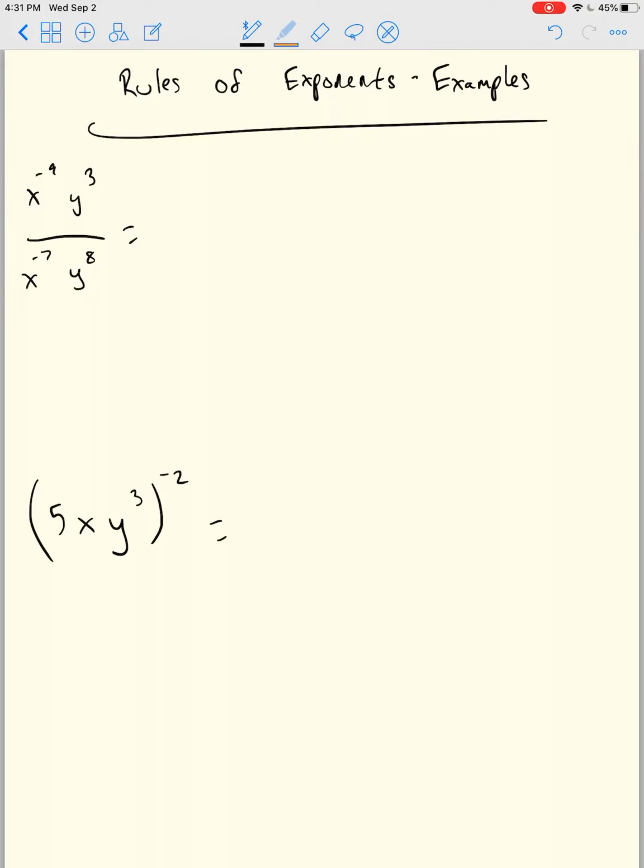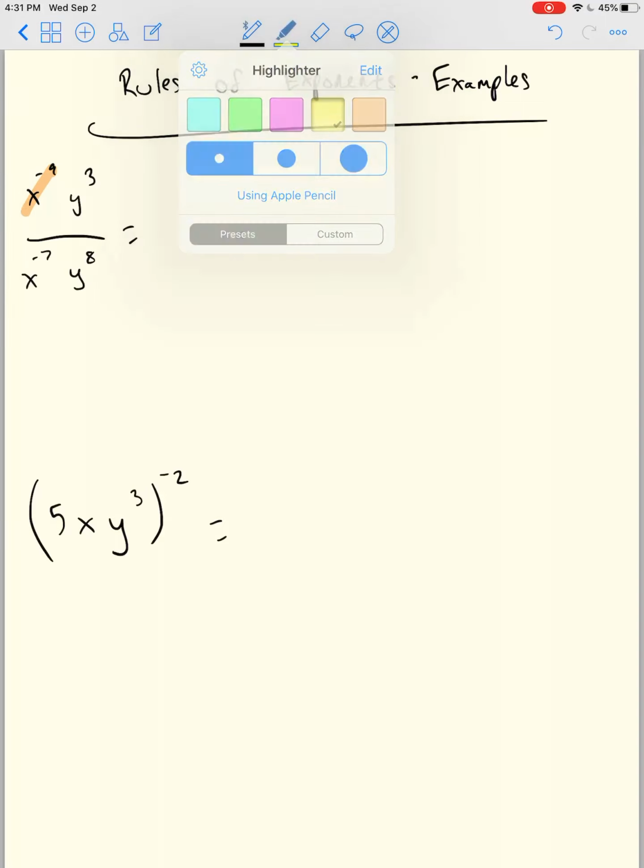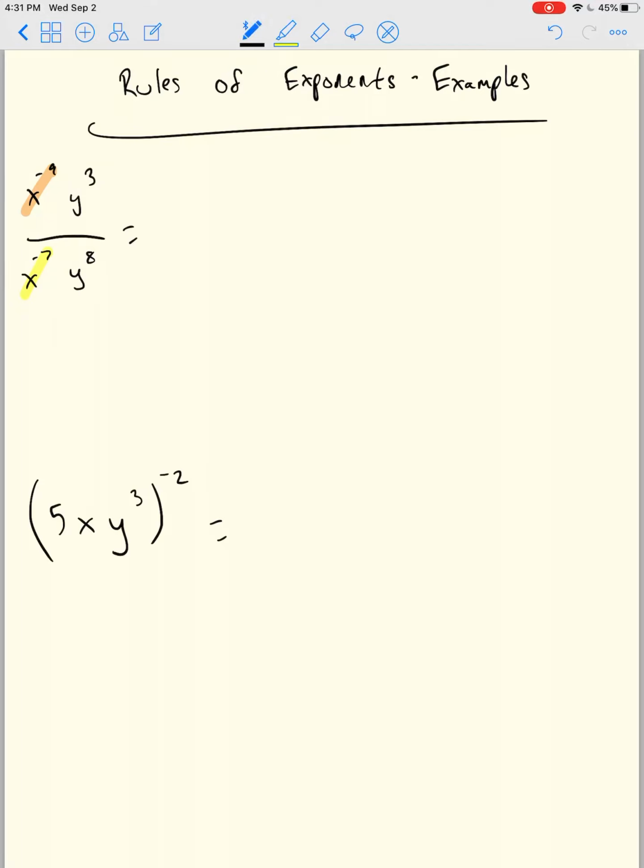So if I've got x to the negative 9 here, and I've got x to the negative 7 on the bottom, well, the negative rule says we can flip them, right? We can flip the numerator and denominator. So I can rewrite that as x to the 7th times y to the 3rd over x to the 9th times y to the 8th.